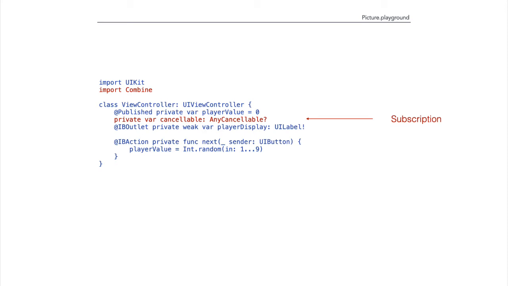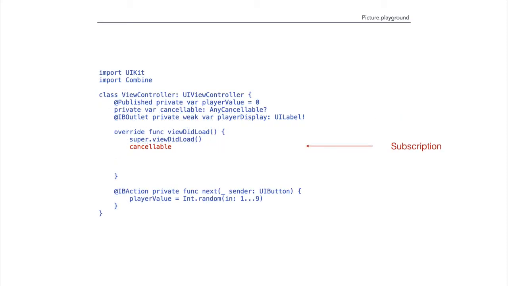So the subscription is going to hold this chain from publisher to subscriber, and so we need to set it up somewhere. I'm going to do that inside of viewDidLoad. So here's where I'm going to set my subscription inside of viewDidLoad, and I'll start by setting it to the beginning of that chain, the publisher, and so it's going to equal $playerValue. The $ is to get the publisher. Without the $, it's just the Int.